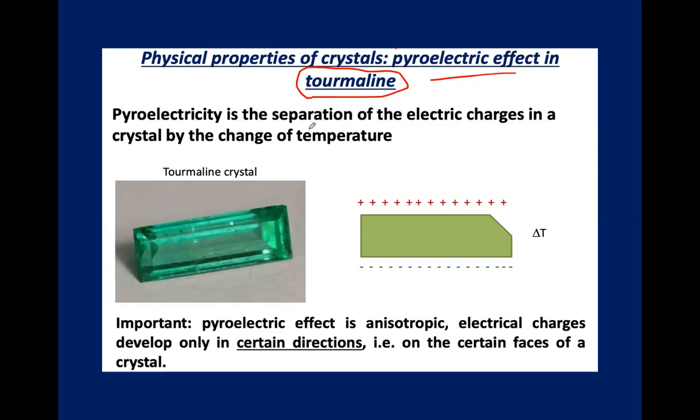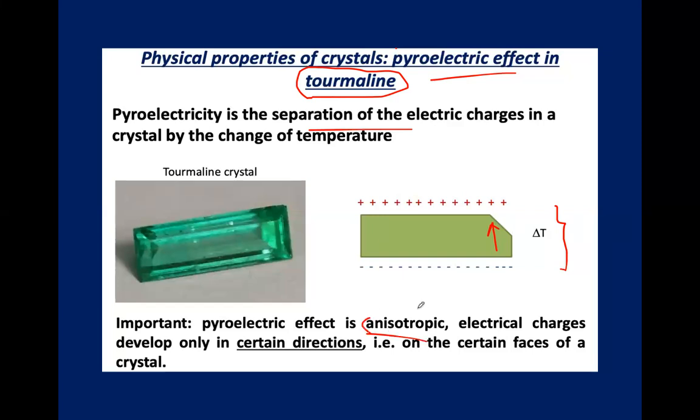the separation of electric charges in a crystal as a result of temperature variation, right? So on one side you have one temperature and on the other side another temperature. Because of this temperature gradient or temperature dependence, some electric current flow can be observed. This is called the pyroelectric effect. In some minerals you have this pyroelectric effect, right? So this is anisotropic.